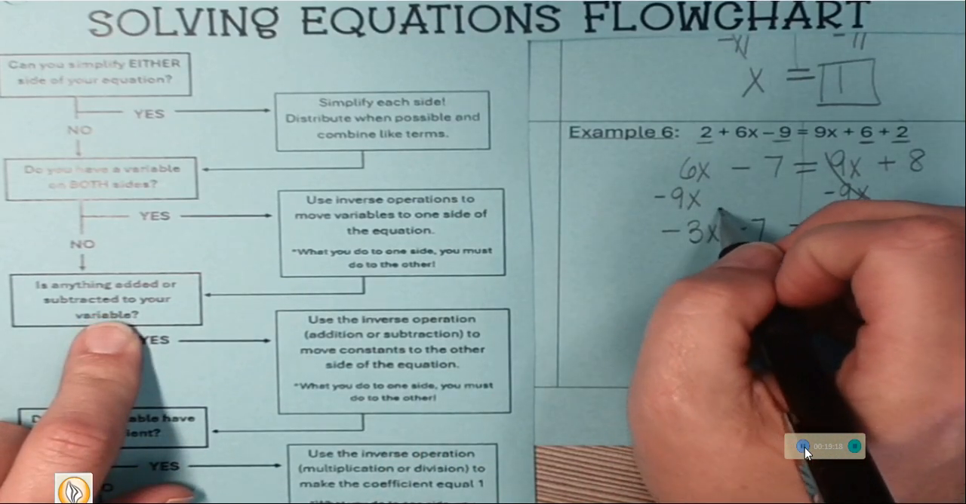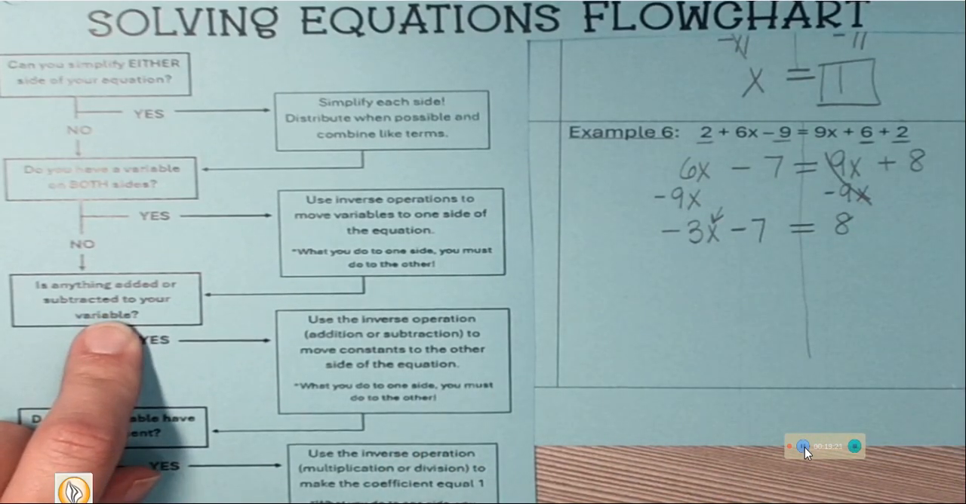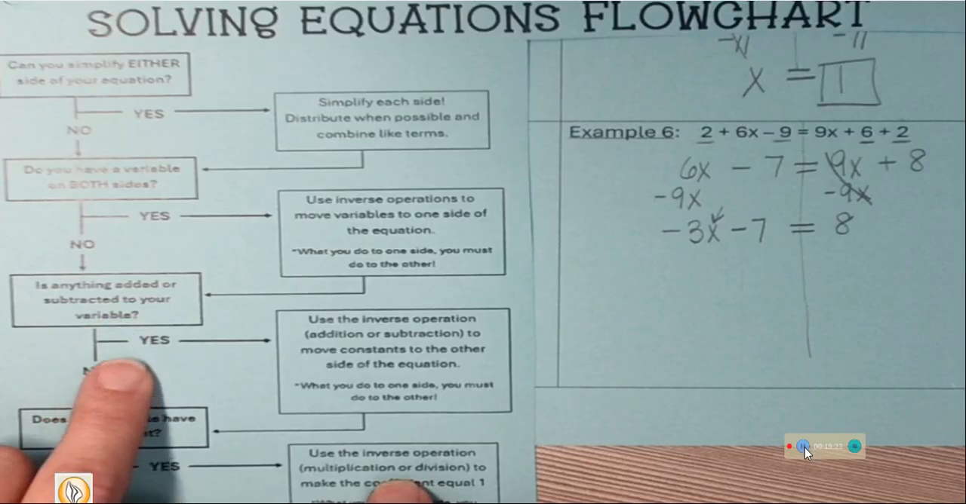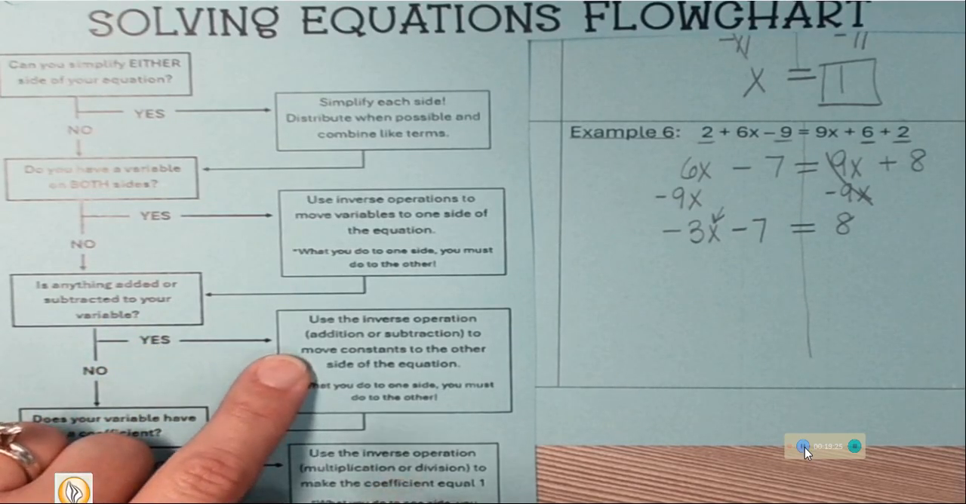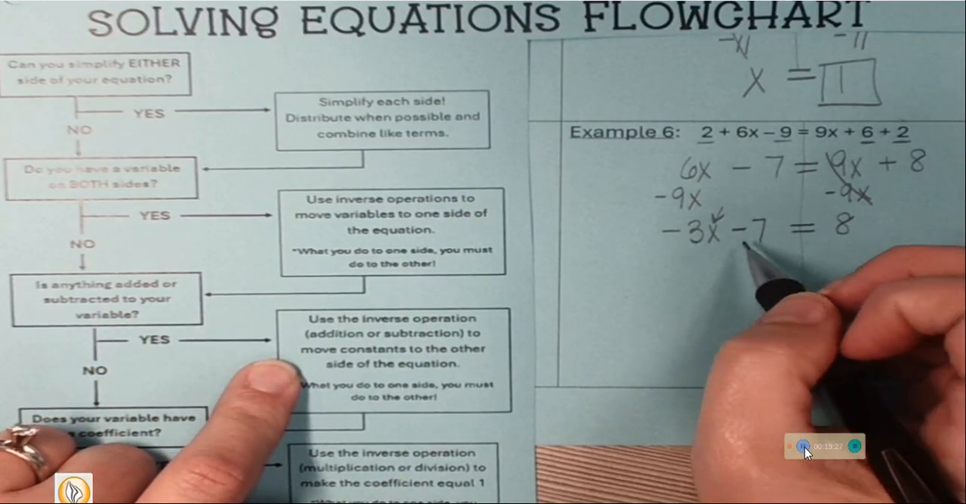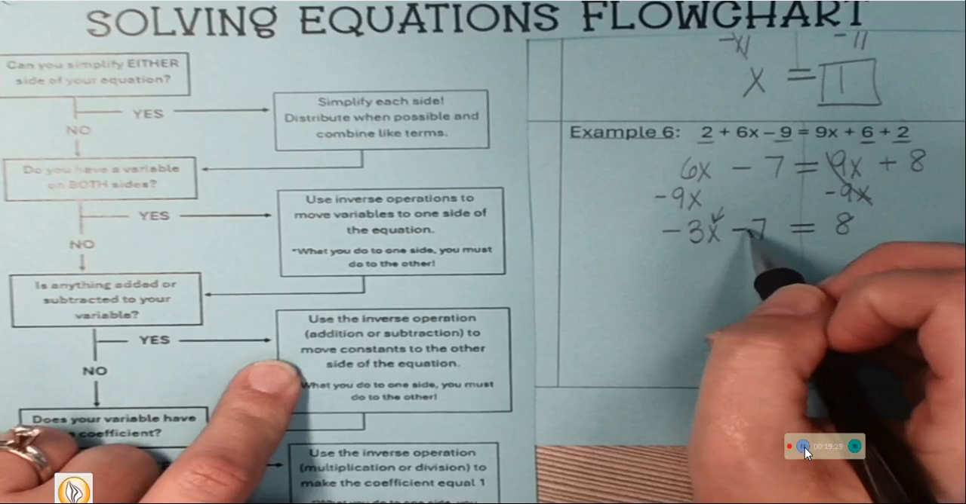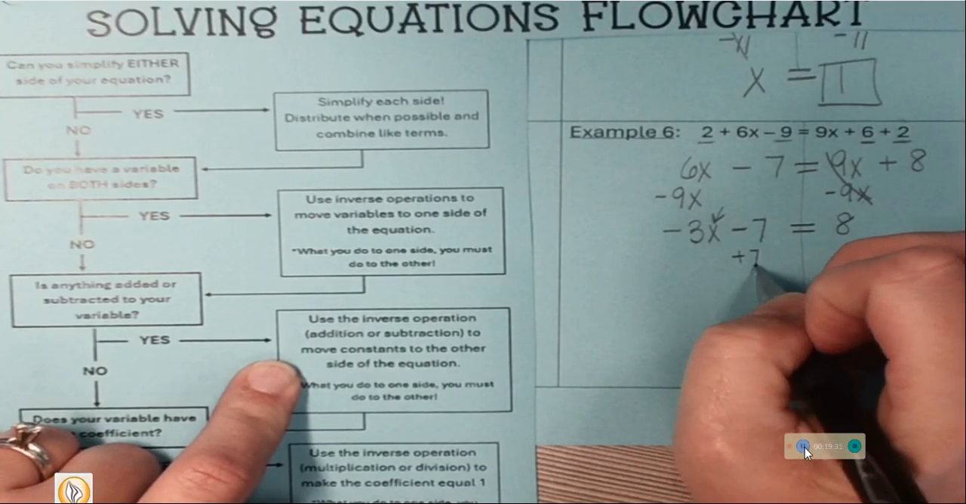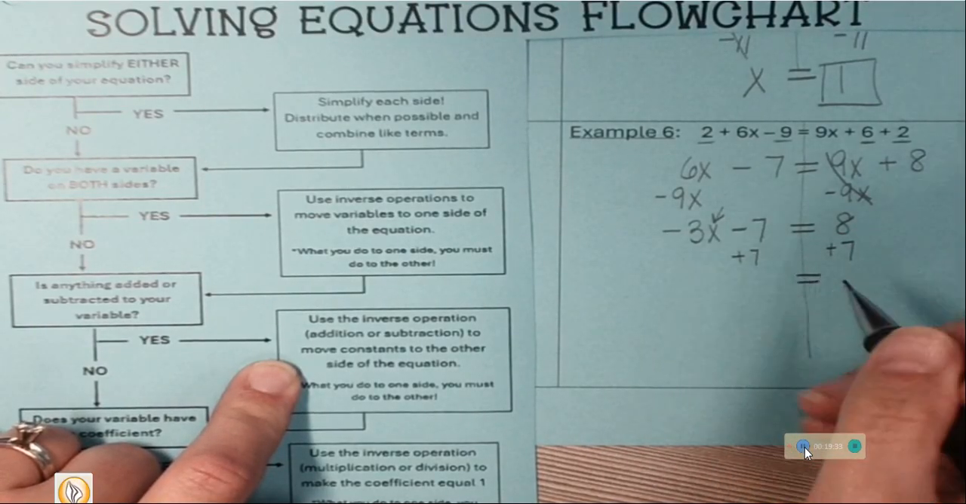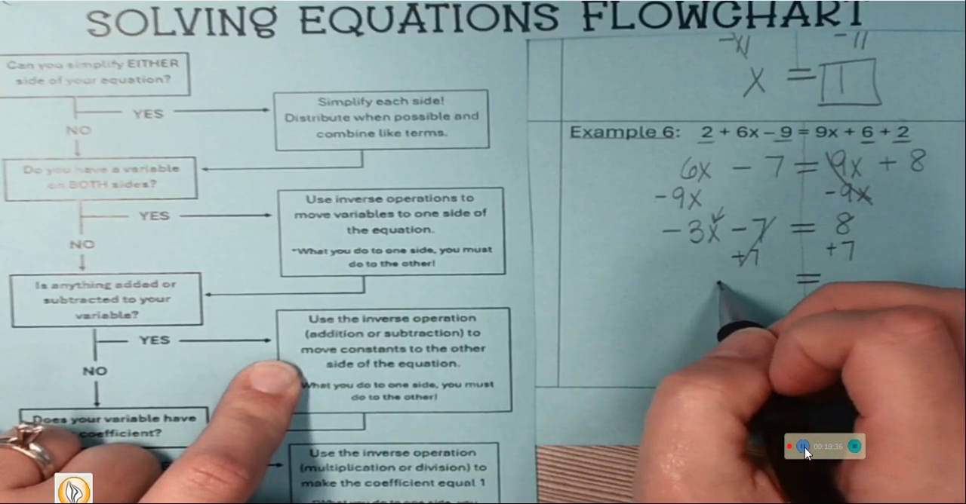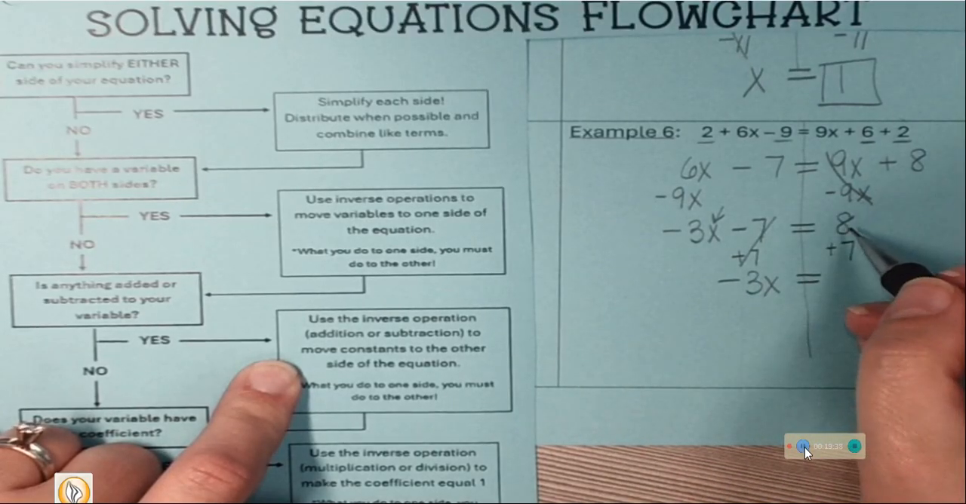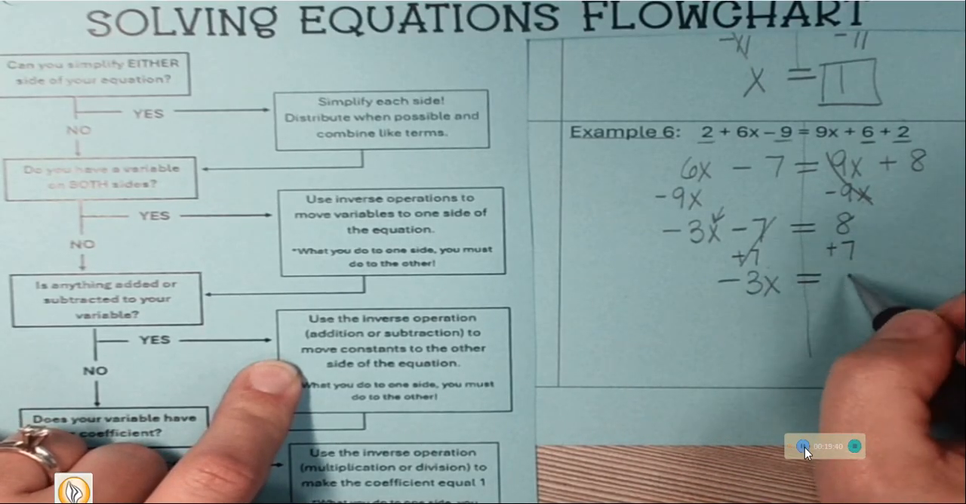All right, so you're back to here. Is there anything added or subtracted to your variable? Yes or no? Yep, so you go to here. Use the inverse to get rid of a minus 7. So what's the inverse of minus 7? Plus 7 on both sides. Okay, so 7 minus 7 cancels. You got negative 3x. Help me out. What is 8 plus 7?